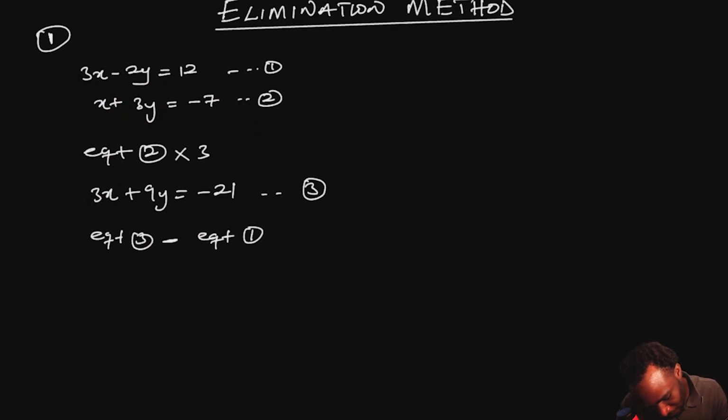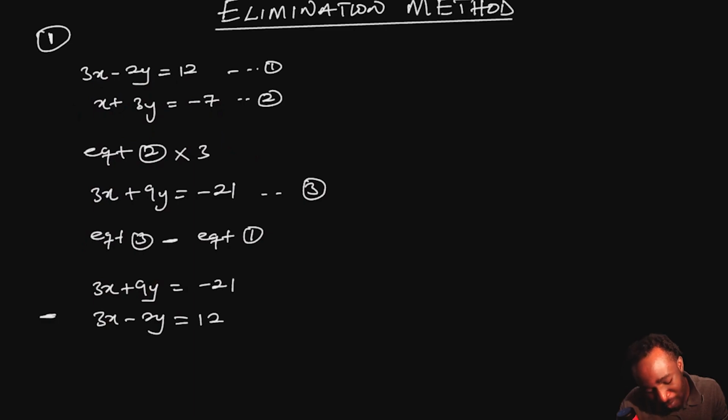This is going to give us equation 3, which is 3x plus 9y is equal to minus 21, and then we're going to subtract equation 1, which is 3x minus 2y is equal to 12. So we subtract each term: 3x minus 3x, 9y minus minus 2y, and minus 21 minus 12. So we do this, what do we get? The first side becomes 0, and 9y plus 2y becomes 11y. And then the equal sign, minus 21 minus 12, which is minus 33.